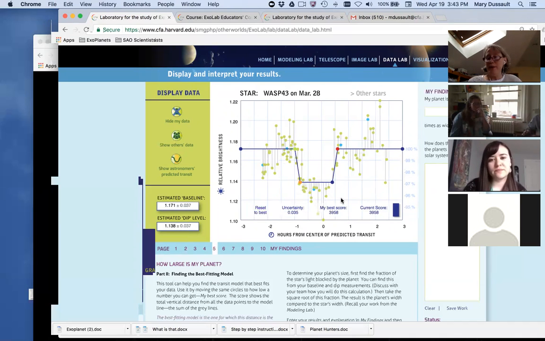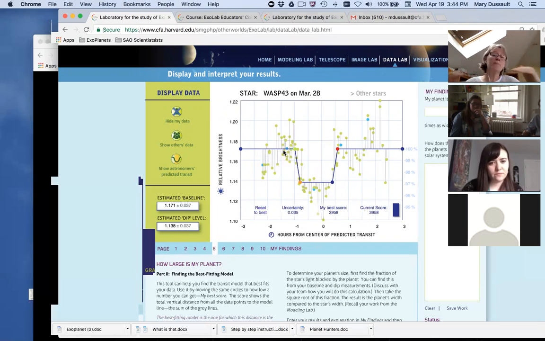So I can play around, reset to best. Maybe I could get even better than that. This is really just an indication of when we've minimized the distance from all our real data points from our model.